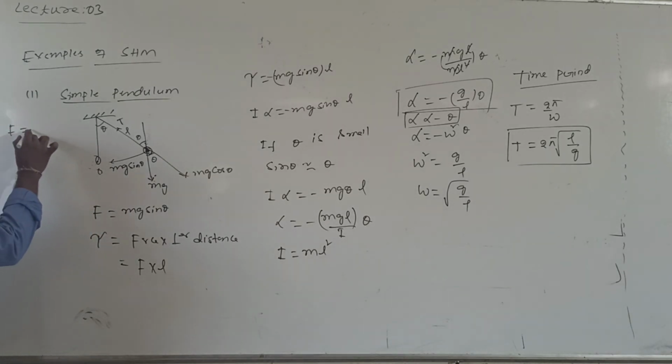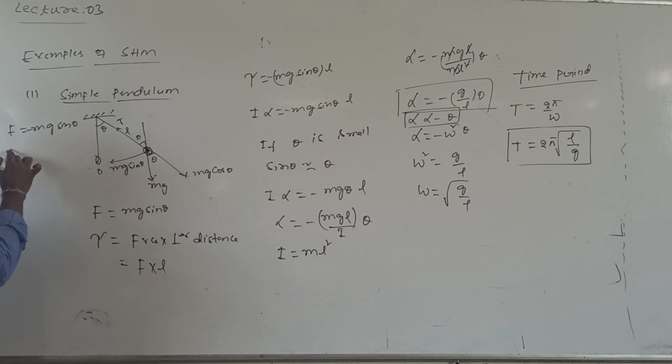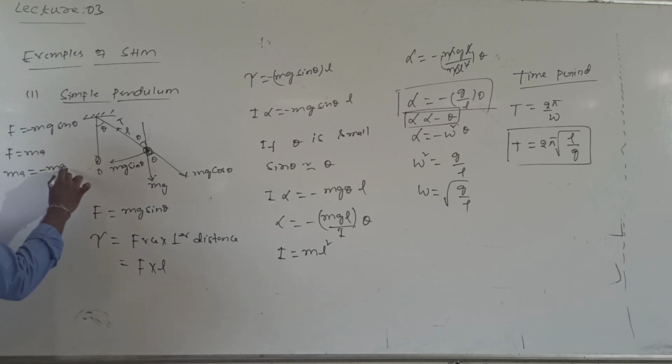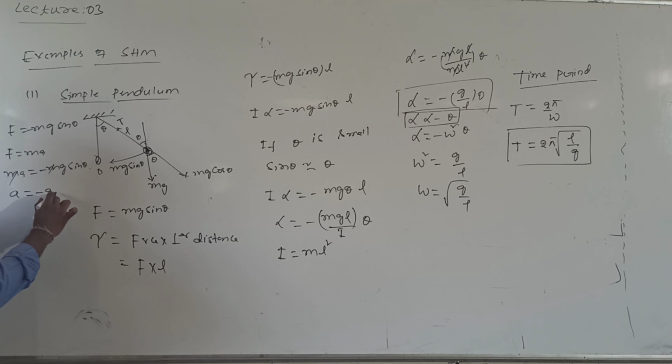Here the F value I got is minus m g sin theta. So F is equal to m a, which is equal to minus m g sin theta. If theta is very small, the a value will be equal to minus g into theta. So a is directly proportional to minus theta.